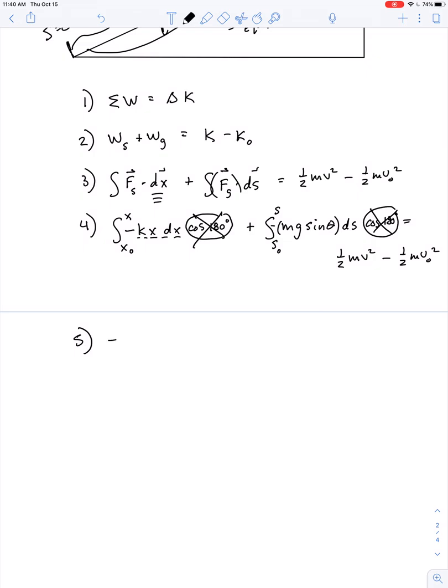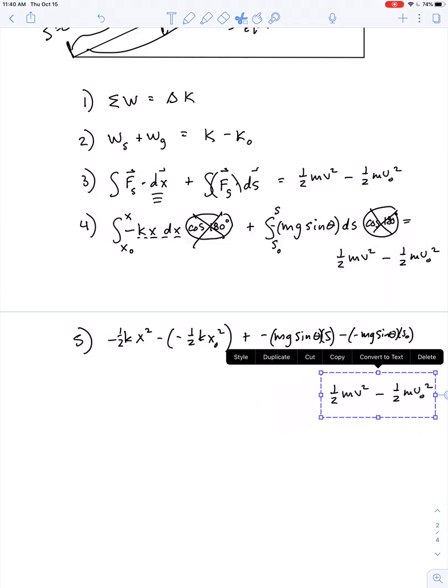So we're going to have negative k, negative 1/2 k x squared minus negative 1/2 k x initial squared plus negative mg sine theta s minus negative mg sine theta s naught, all equals change in kinetic energy.